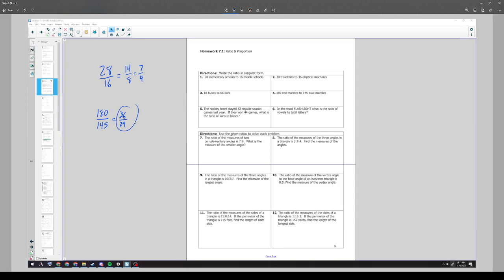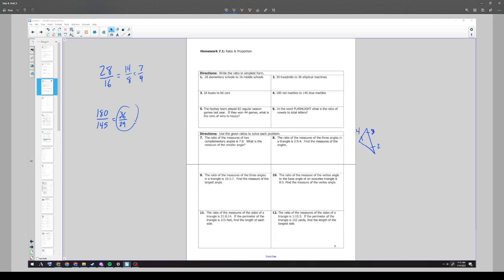Let's look at an extended ratio problem. Number 8 says the ratio of the measures of the 3 angles in a triangle is 2 to 3 to 4. I'm going to draw the triangle, not strictly necessary. These are angles, not sides. So we have 2 to 3 to 4.